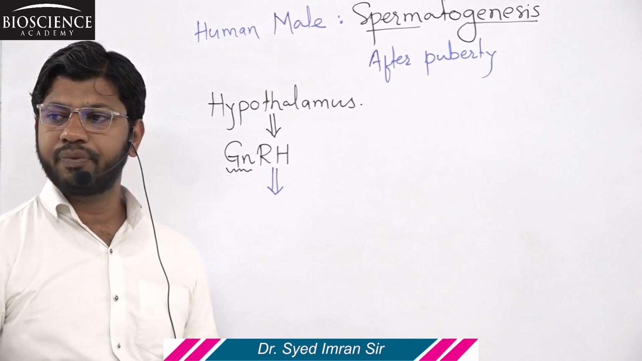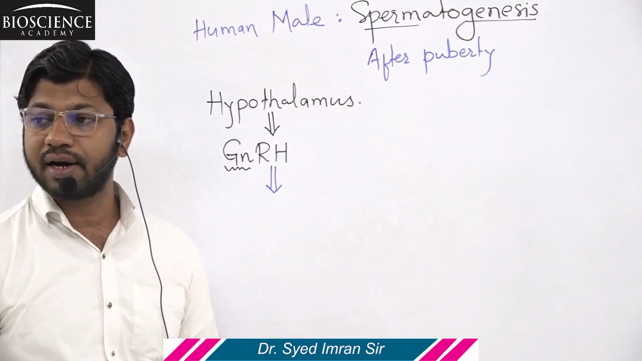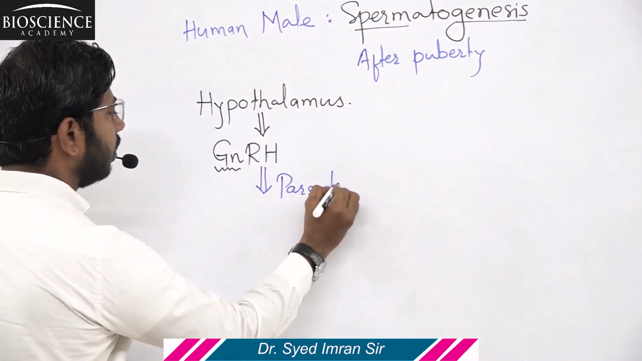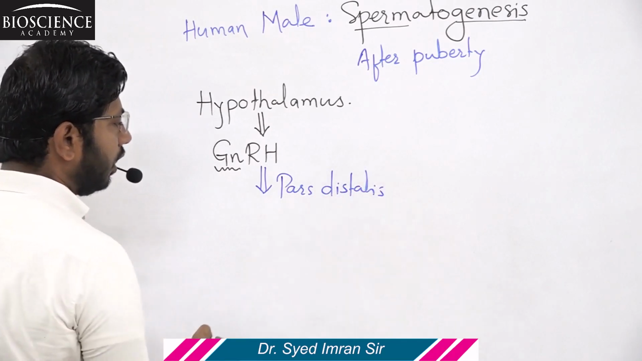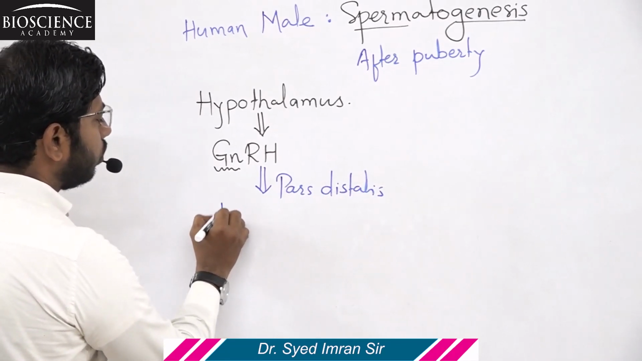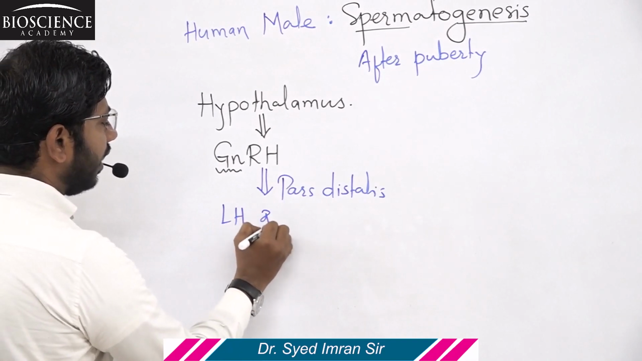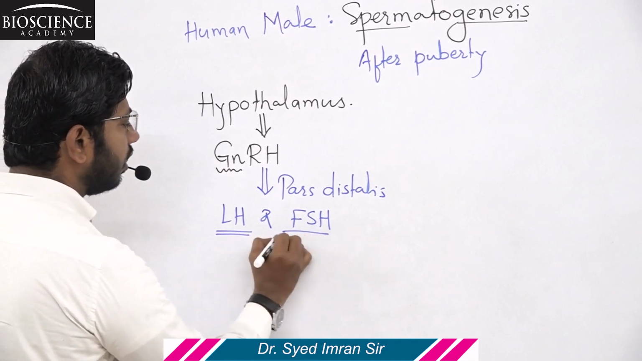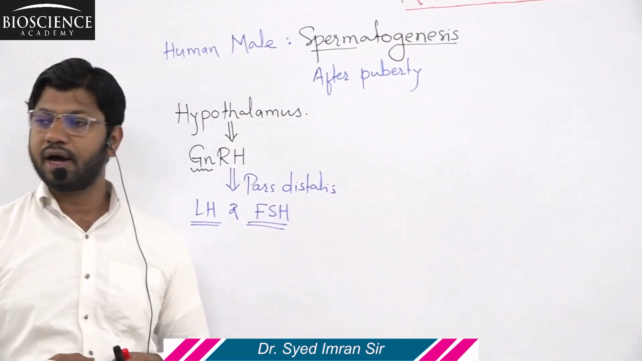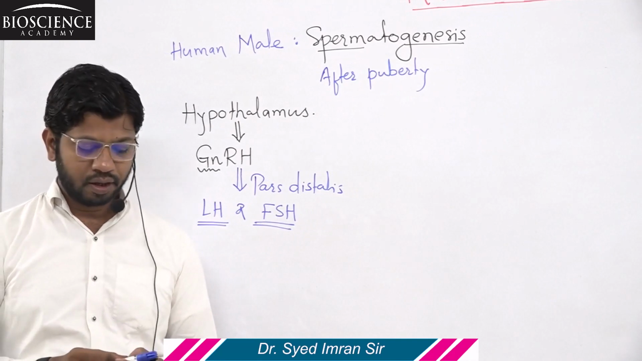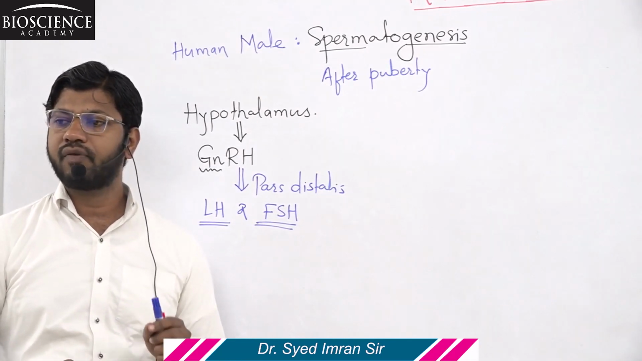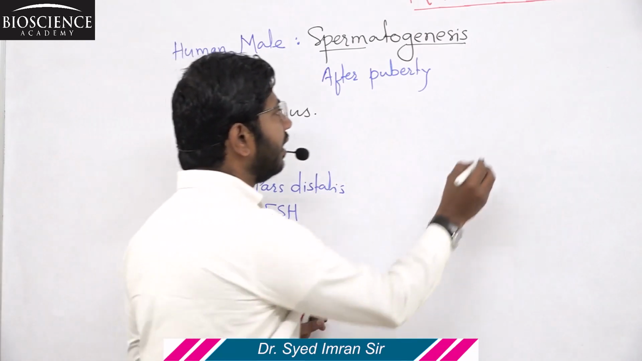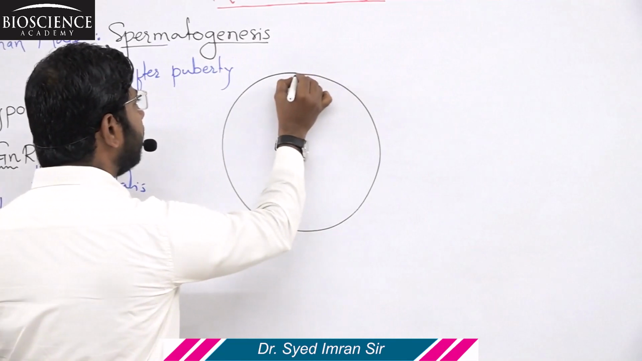The anterior lobe has a frontal part which is called pars distalis. So from the pars distalis of the pituitary gland, two gonadotrophins are released. One is LH and the second is FSH, that is follicle stimulating hormone. Both of these hormones are secreted in the blood, and through the blood circulation, first luteinizing hormone moves inside the testes, where it directly enters the interstitial tissue.